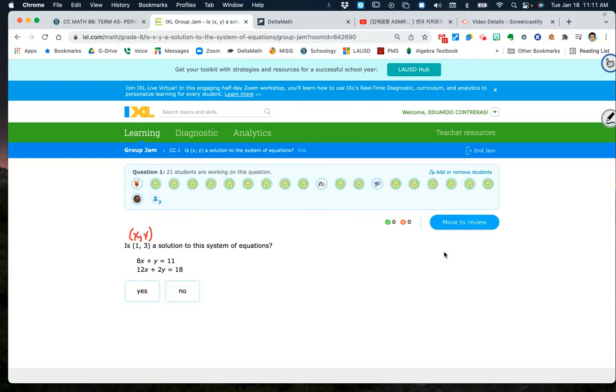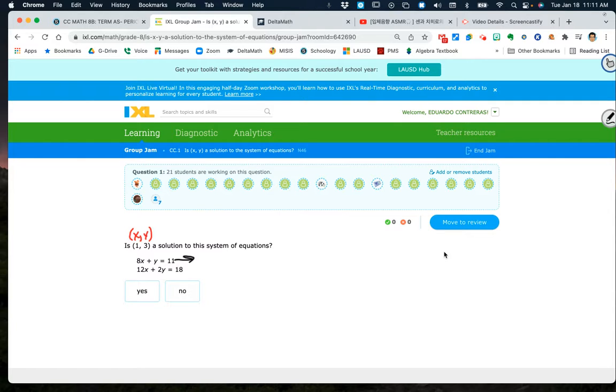Okay. And what we'll do is we'll start with the first equation. Instead of x and y in that equation, we're going to replace them with 1 and 3, okay? And we only need to do one equation at a time. If the first equation is a true statement, then we can go on to the second one and check that one. And if that one's true, then we would say yes, (1, 3) is a solution. If either of them is false, then we would say no. So let's just start with this first equation.